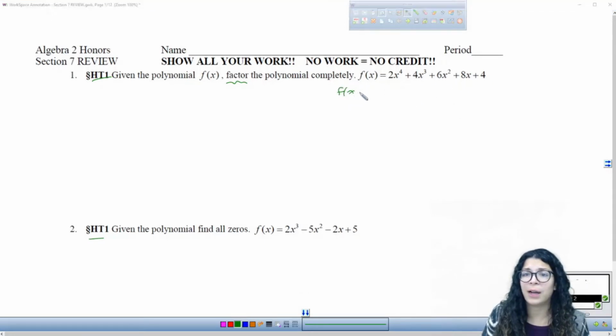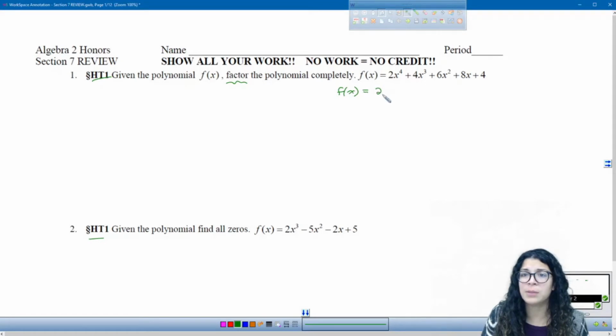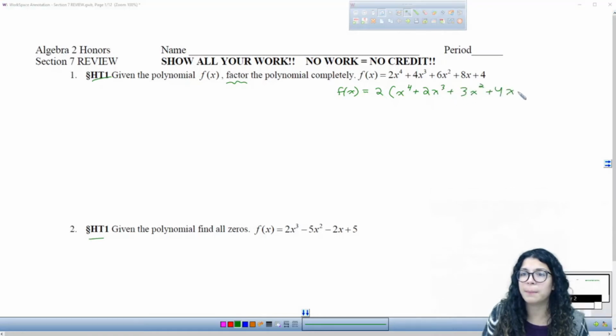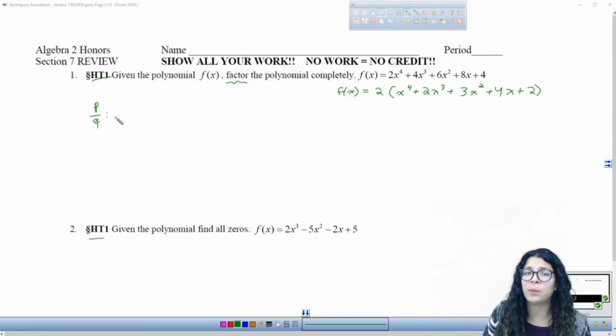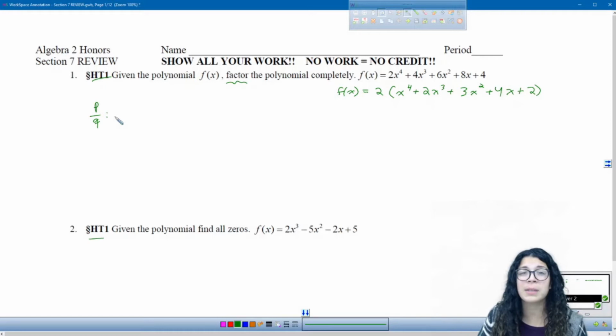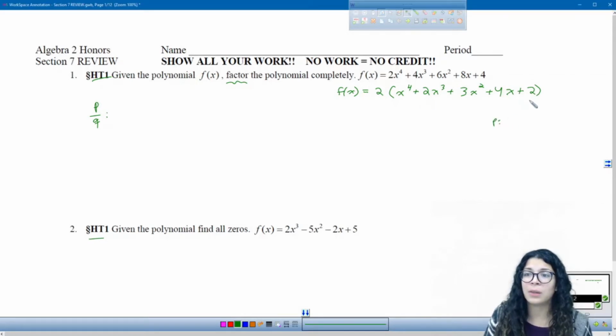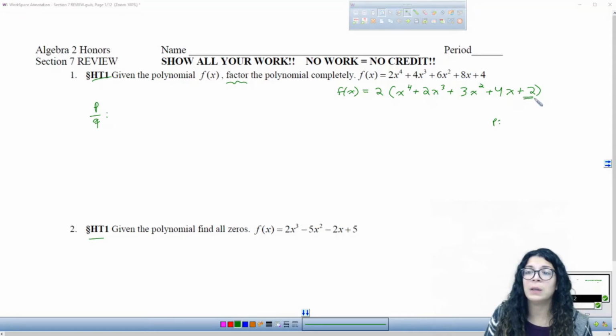So you could actually factor out 2 from all of these terms, which would give you x to the power of 4 plus 2x cubed plus 3x squared plus 4x plus 2. And then remember that if you have more than 4 terms, then you have to use P over Q's to find what are the possible rational zeros and then test those zeros out to see which one would actually be a factor. So remember that P's are the factors of the constant term.